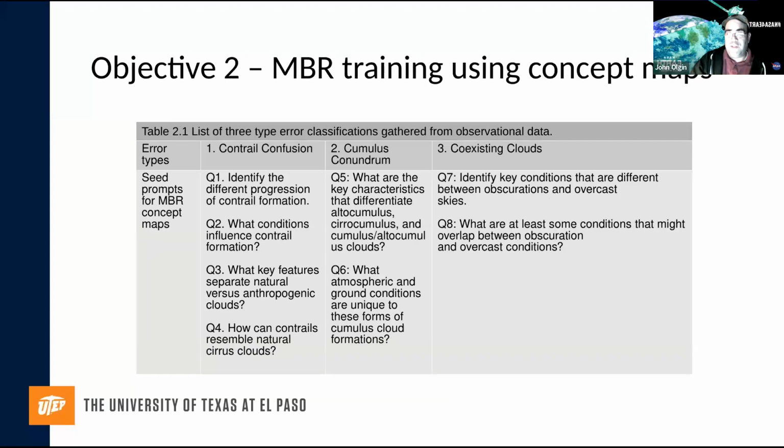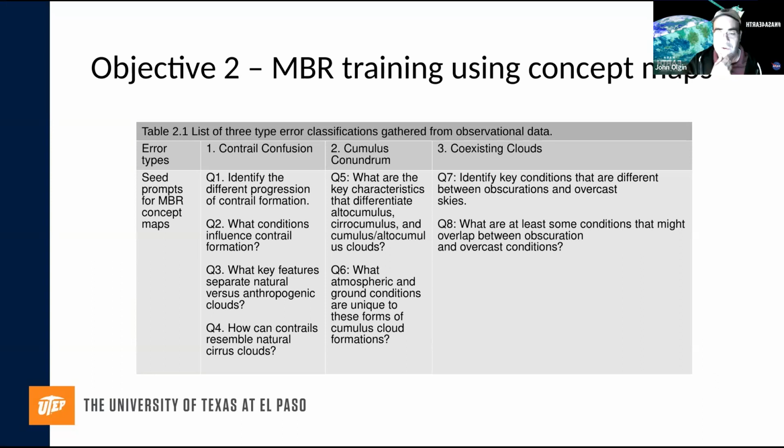So going to the next slide, when you do the model-based reasoning portion, you basically cue the students once they've gone through the training, and you want them to do an activity before they go out and do the observations. The activity prompts them with different types of questions, and each of these questions addresses the contrail confusion, the cumulus conundrum, and the coexisting clouds issue.